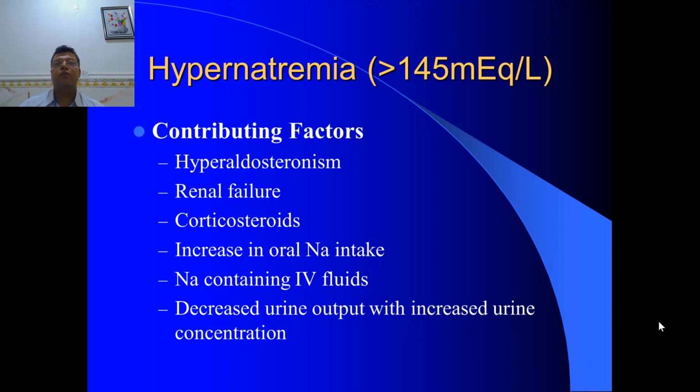Hypernatremia is when the serum sodium level is more than 145 milliequivalent per liter. The contributing factors: hyperaldosteronism. Aldosterone, or the renin angiotensin aldosterone system, is a very important factor in controlling and regulation of the sodium level.